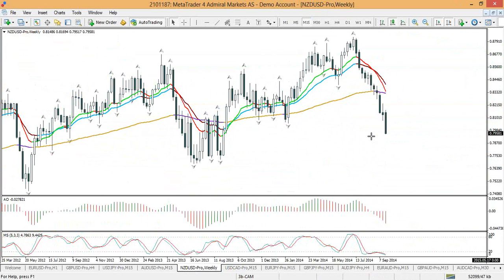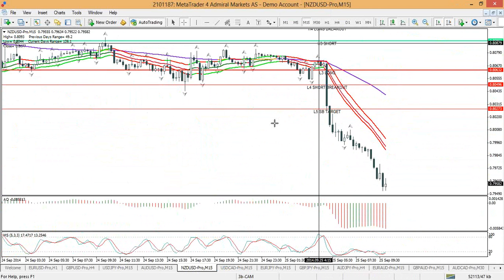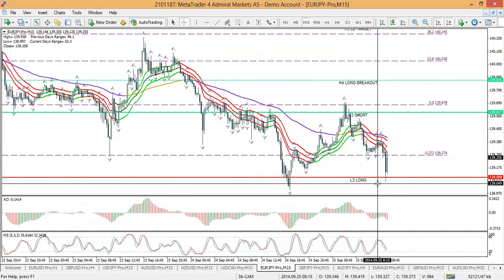Let's see, Kiwi. Same story as the Euro New Zealand, Pound New Zealand. Dollar CAD still moving up. Pound yen. Sorry, this is Euro yen, excuse me.